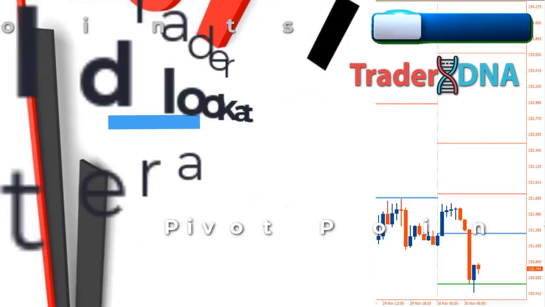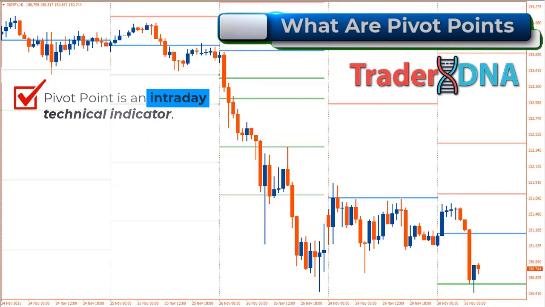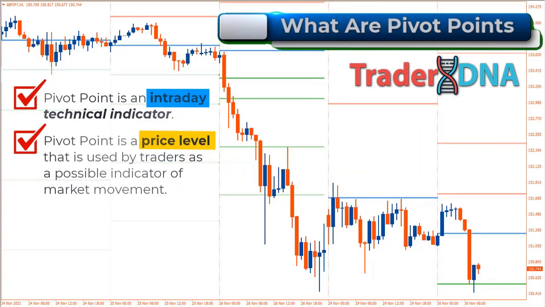So, what are pivot points? First, a pivot point is an intraday technical indicator used to identify trends and reversals mainly in equities, commodities, and forex markets. Second, in financial markets, a pivot point is a price level that is used by traders as a possible indicator of market movement.